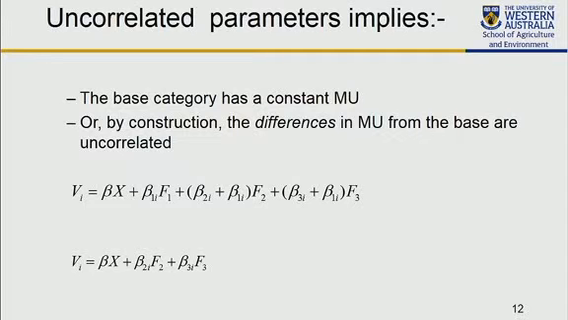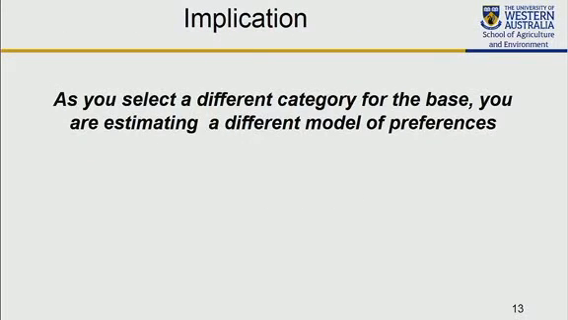So the only way that I could make this justification, if I were to drop F3 and say they're uncorrelated, is by saying, well, the parameter on F3 is fixed. So every time I drop a base out of the model, I'm essentially estimating a different model, a set of assumptions about preferences, if I insist on using uncorrelated random parameters. So what you're saying is, whatever the base, it's always your assumption that that has a constant margin. Yes. That would be a justification for doing it.